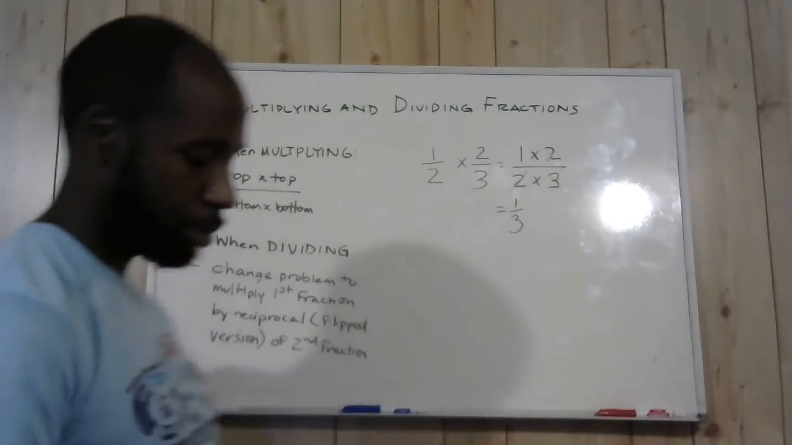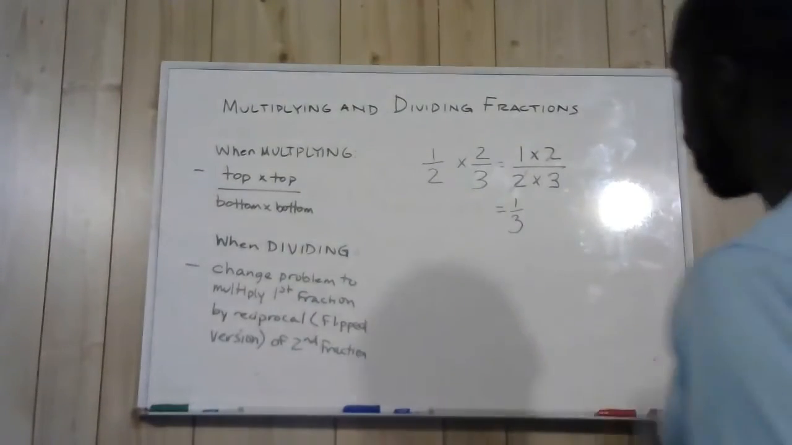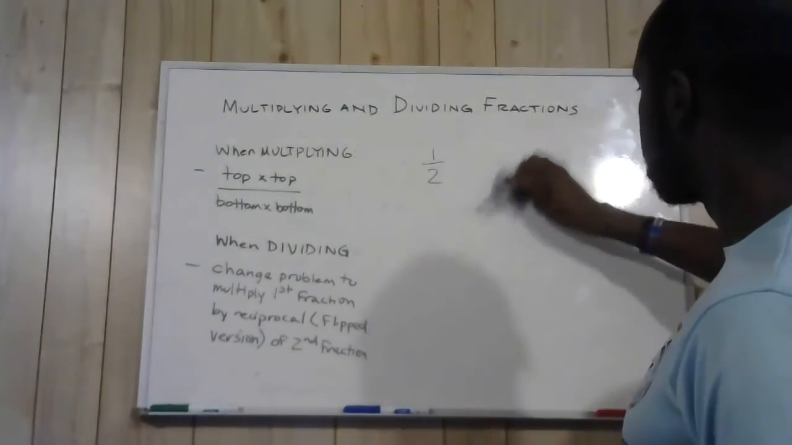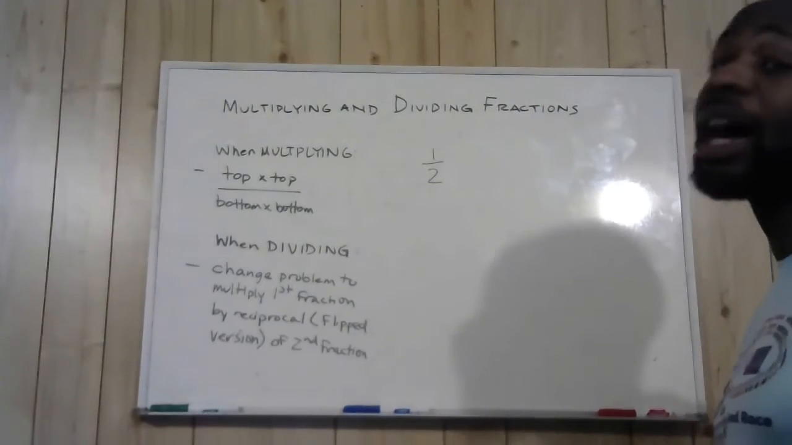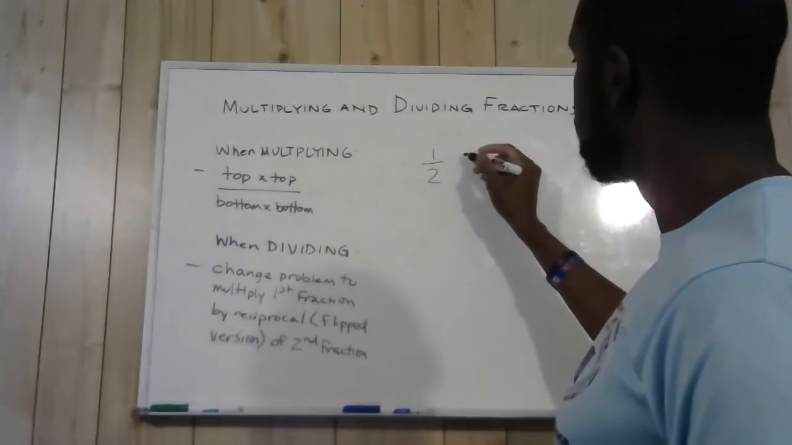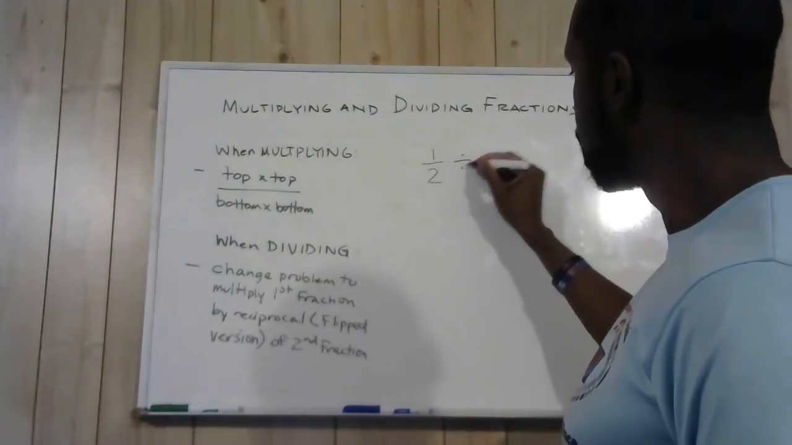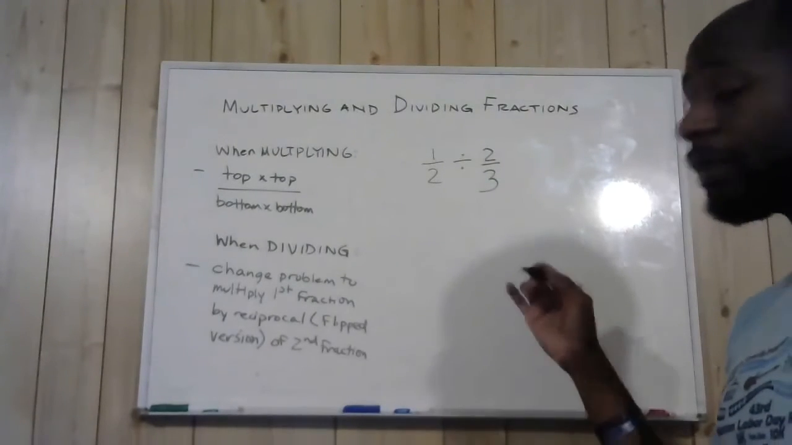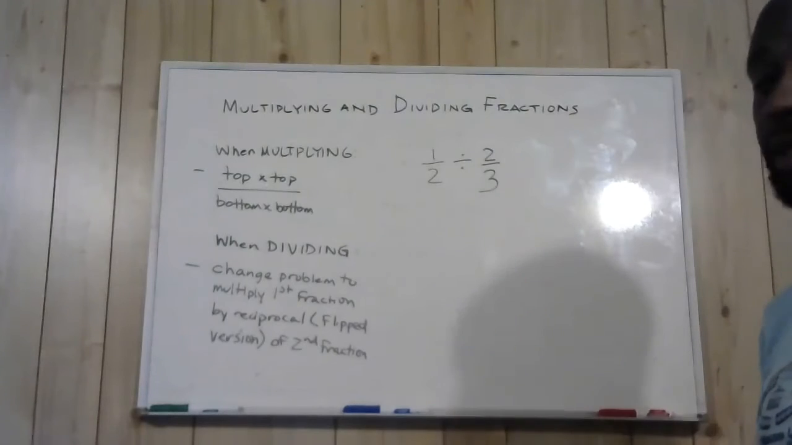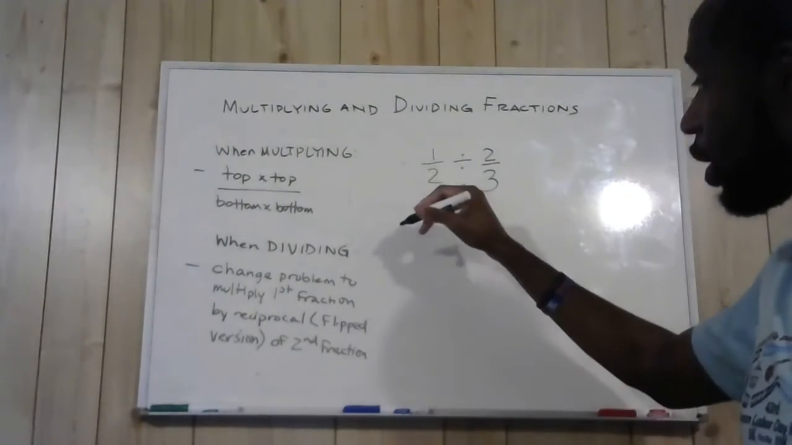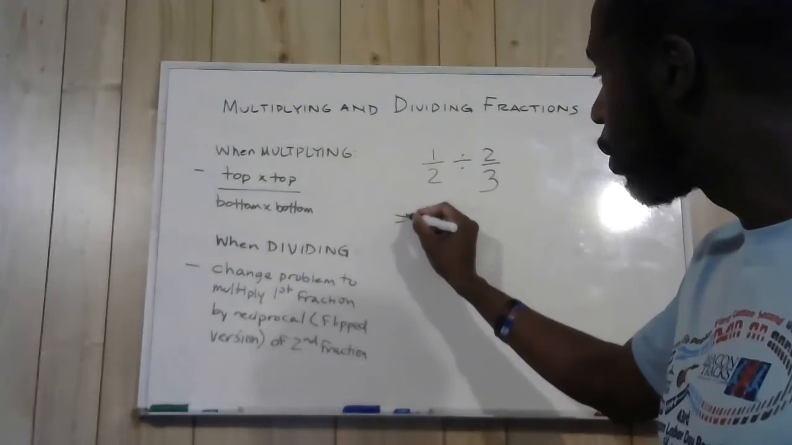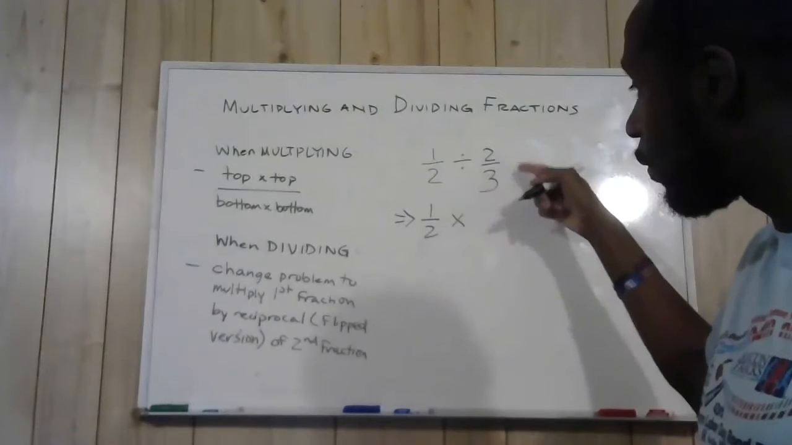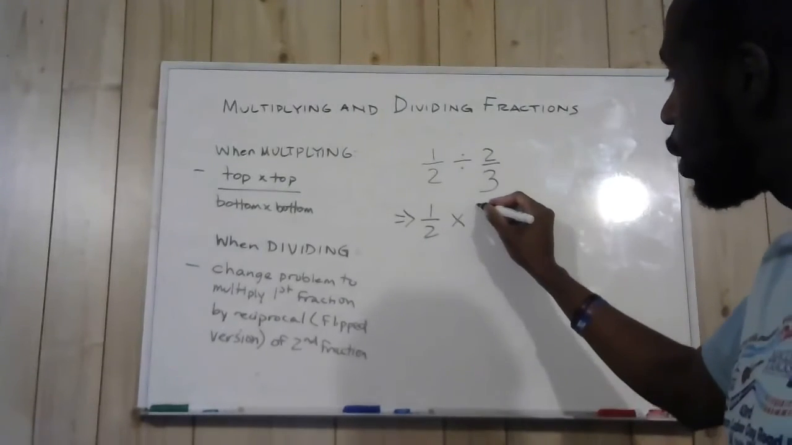All right, so let's use those same 2 fractions. So say we had the problem 1/2 divided by 2/3. All right, 1/2 divided by 2/3. So since this is a division problem with fractions, remember what we do is this is going to change to 1/2 times the flip version of this fraction, which is 3/2.